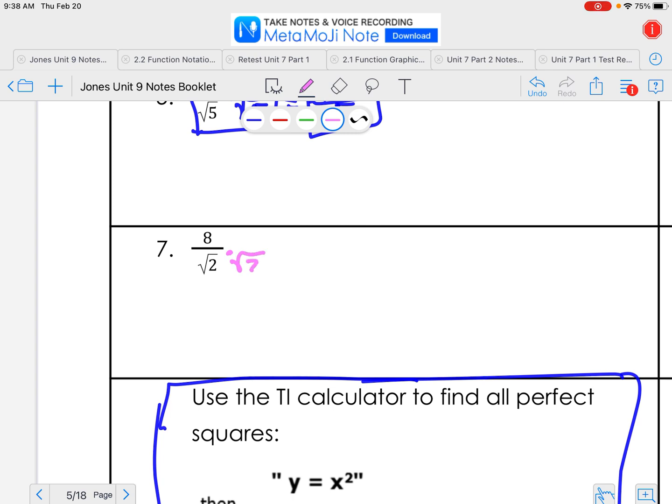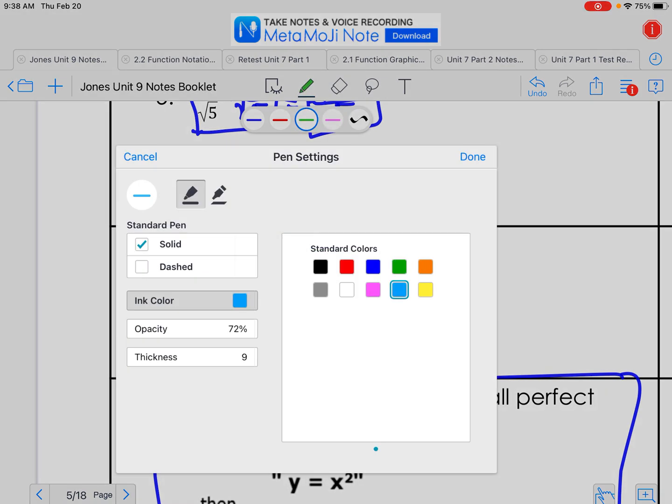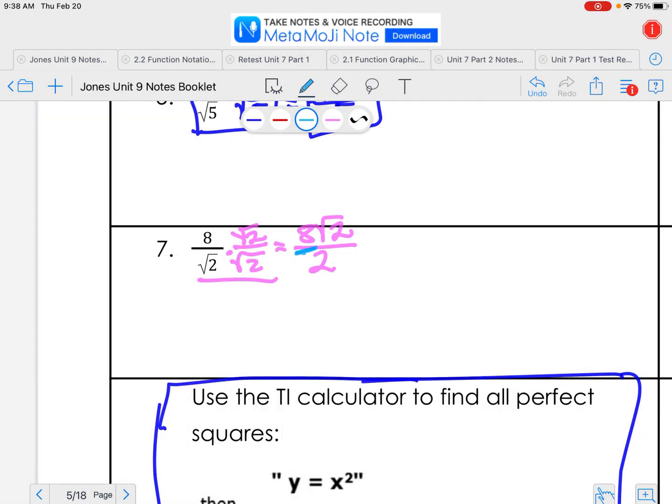I multiply by the radical that's in the denominator. Square root of 2 times square root of 2 is 2. That's the whole reason that we did that. 8 square roots of 2. So square root of 2 can't simplify, but 8 over 2 can. 8 divided by 2 is 4. So this one simplifies all the way to 4 square roots of 2 and got rid of the fraction.